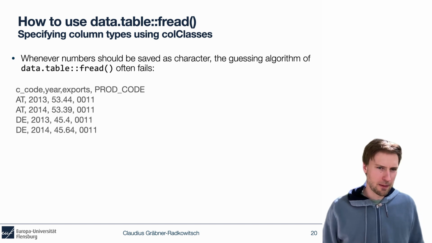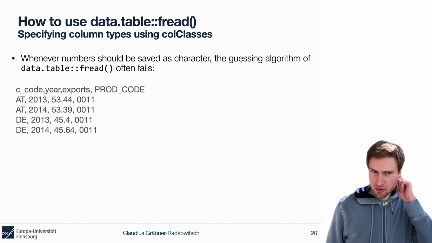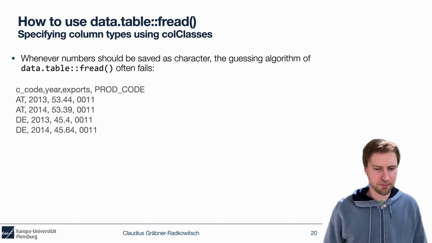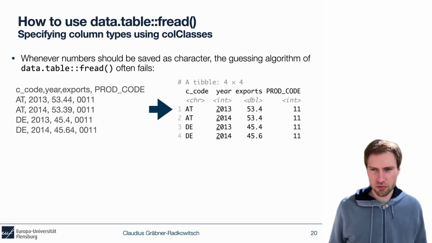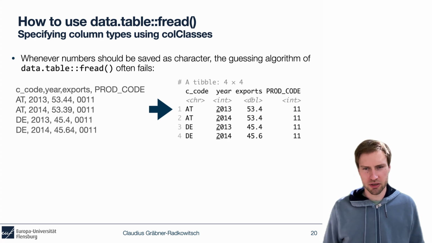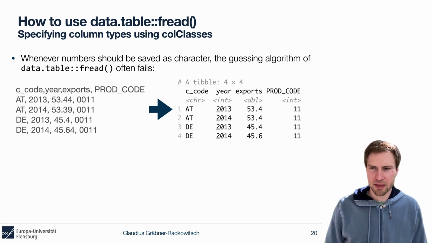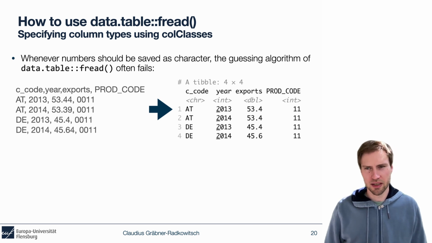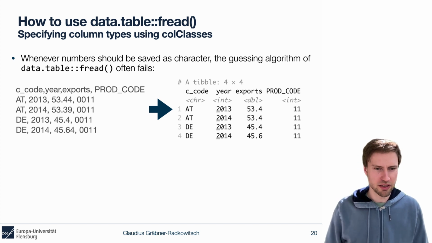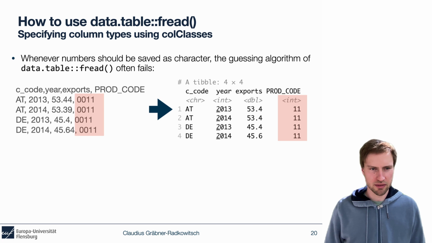This often causes trouble. Because if you use fread with the standard default options, what this produces is the following. First 2 rows, entirely clear. Country code, character, year, encoded as integer, exports encoded as double, absolutely clear. But the fourth column, product code, is encoded as integers, because the guessing algorithm of fread looked at the column, sees only numbers, and thinks, okay, most likely integer is the way to go here. But if we compare this row to that row, there is a big problem.